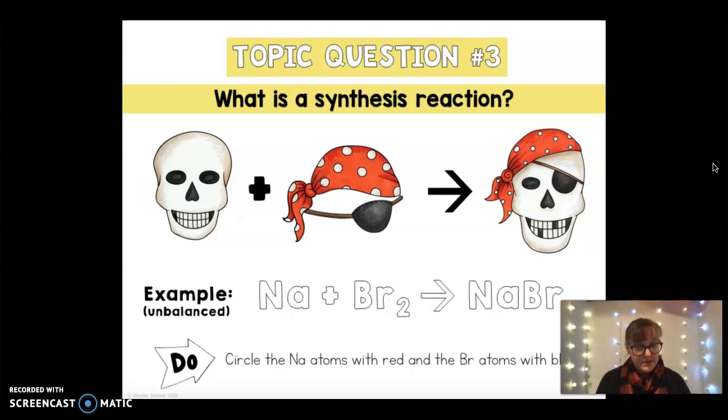So here's an example, and you have circles on your note sheet that you can move over. So you've got sodium and bromine producing or yielding sodium bromide. And that is what you're going to have in the end. So that is your synthesis reaction. Element gives you a compound.